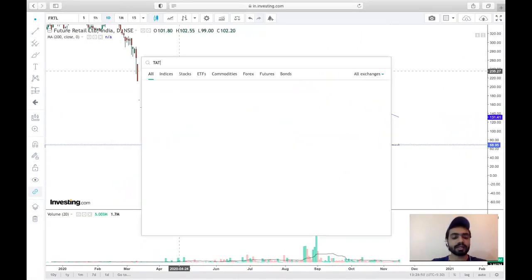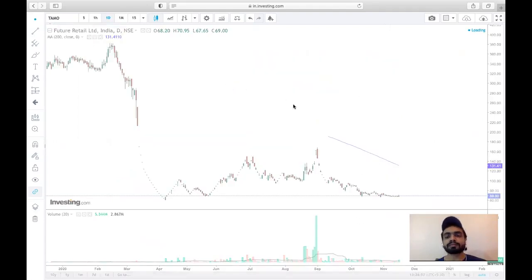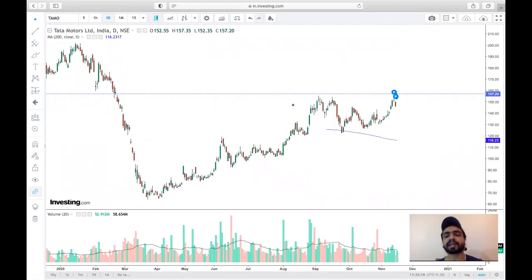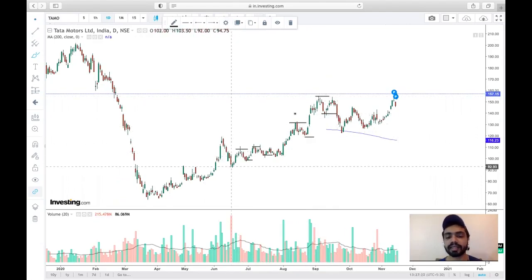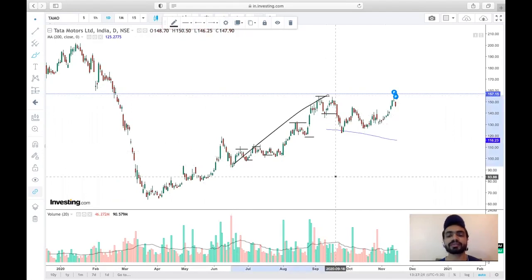Let's open up Tata Motors. Now, this analysis can be applied on any given stock. It does not really matter. Now, over here, it is pretty evident that the market is creating a higher high, higher low structure. How? We can see that these are higher highs and we have the higher lows. Again, we have the highs and we have the higher lows. So the market is creating a higher high, higher low structure. That is why we say that the market is in an uptrend.